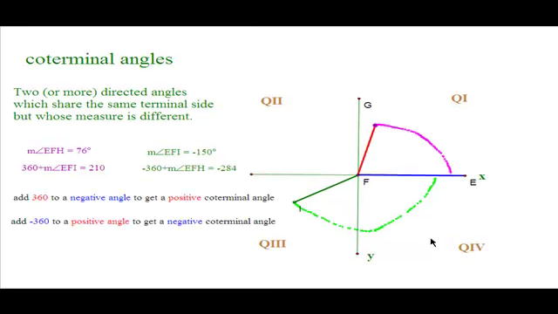Just to summarize, you're going to be adding positive 360 to a negative angle to get a positive coterminal angle. If you have this negative angle, EFI, negative 150, you're going to add 360 to get the positive coterminal angle. You're going to add negative 360 to a positive angle to get a negative coterminal angle. If this positive angle is 76 degrees, you're going to be adding negative 360 to it to get a negative coterminal angle.